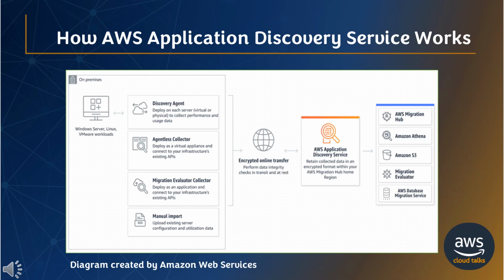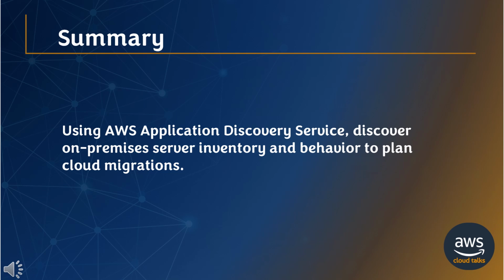In conclusion, AWS Application Discovery Service helps enterprise customers plan migration projects by gathering information about their on-premises data centers. Use AWS Application Discovery Service and discover on-premises server inventory and behavior to plan cloud migrations to the AWS cloud. That's all about AWS Application Discovery Service.